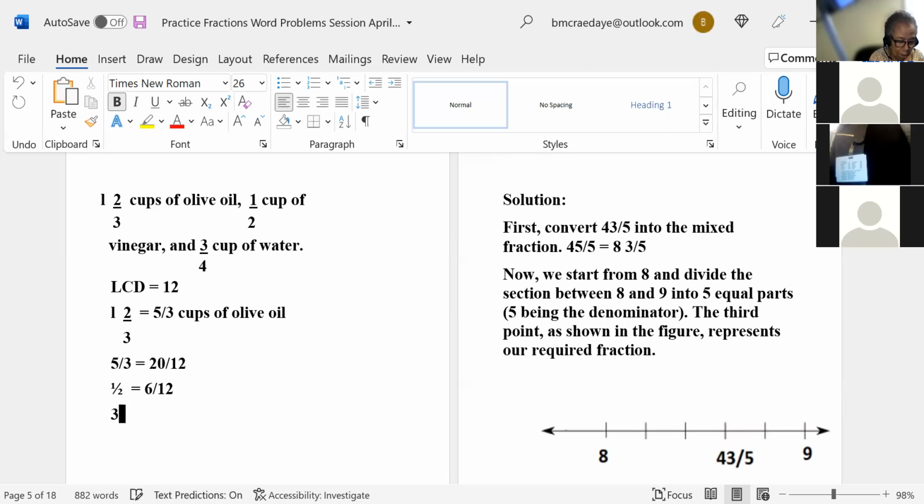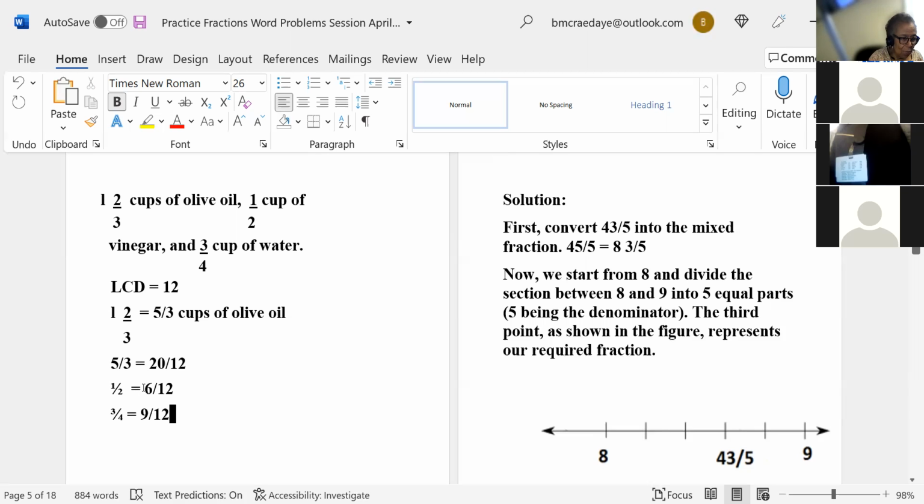Now, 3/4, Maureen, is what over 12? 3/4. Yeah, over 12. What number you multiply by 4 to get 12? 3. So you have to multiply the top number by 3. So 3/4 would be what? 9. That's it. 9/12. Now you have them all over 12.